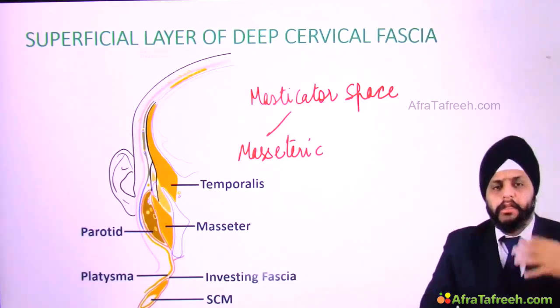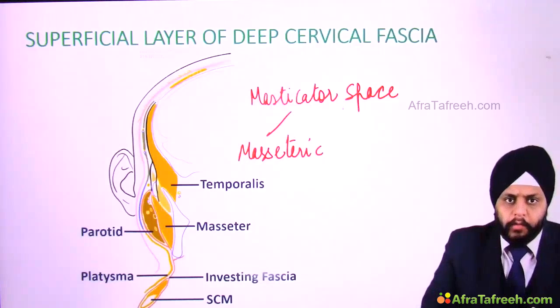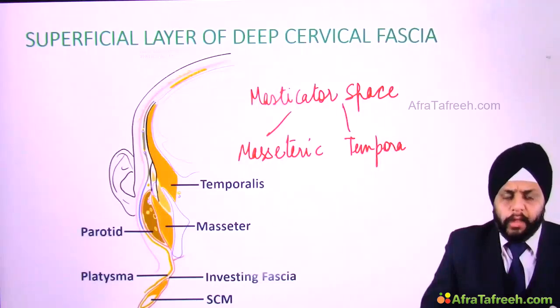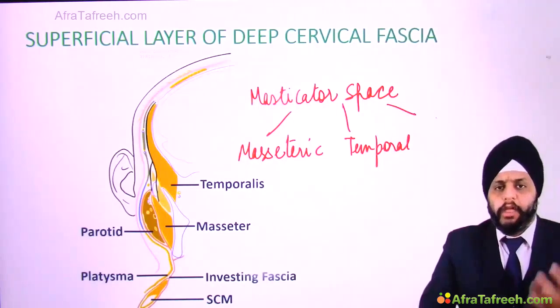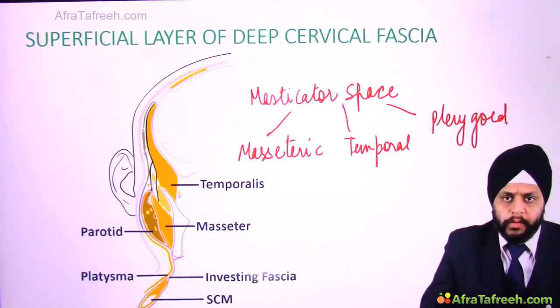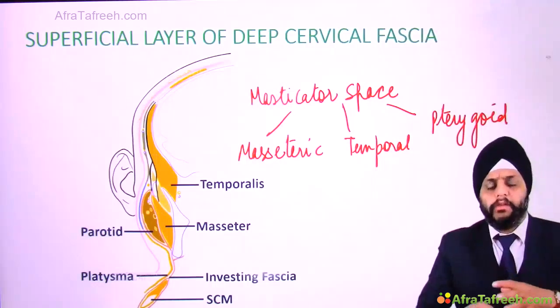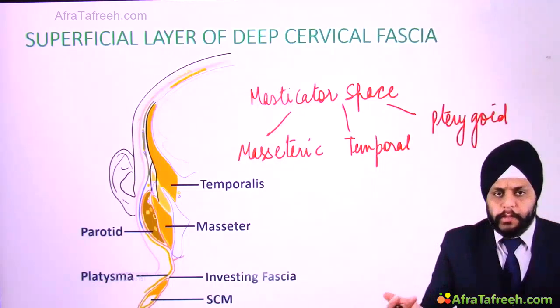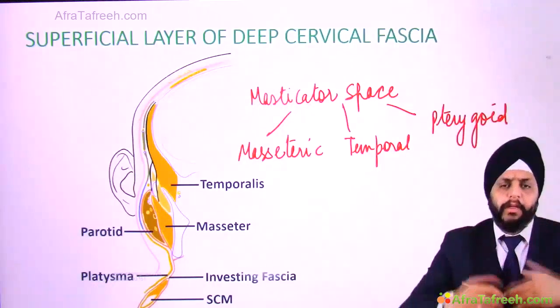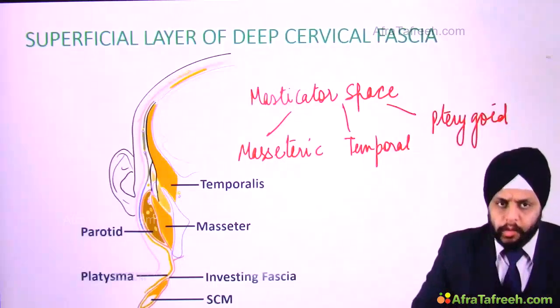So around that there is a masseteric space. We have the temporalis, so around that we have a temporal space, and we have the pterygoids, so around that we have the pterygoid space. So the masticator space is further divided into three spaces: masseteric, temporal, and pterygoid. We will be discussing the masticator space ahead also.